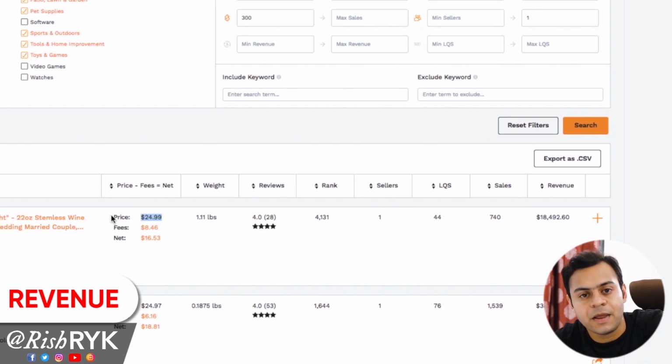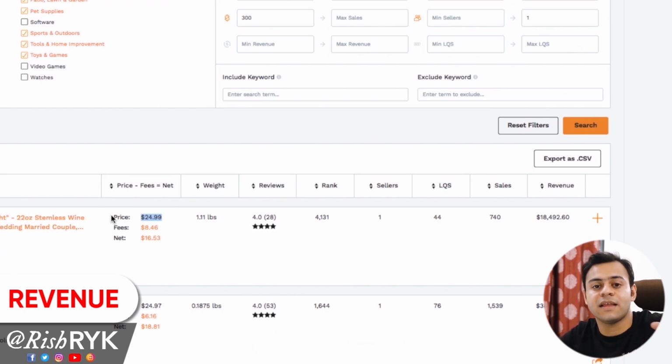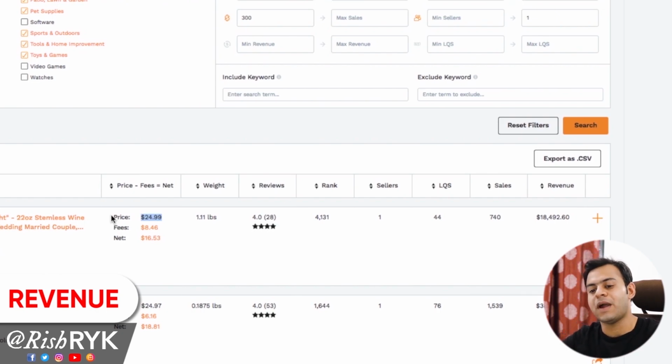So I would prefer ignoring the revenue. I'm just focused on the product right now, the average number of sales that it's getting, and other attributes such as the weight and the number of reviews it has. These are the things that are important. Revenue is not important, because it's very dynamic. It's very specific to what you are going to sell, and what price point you're planning to sell at.